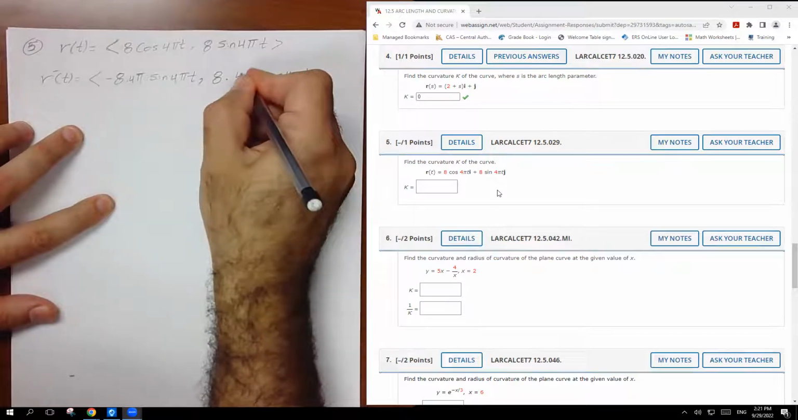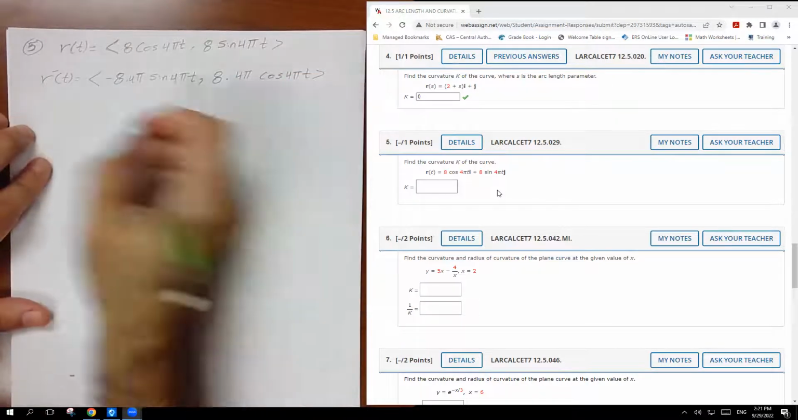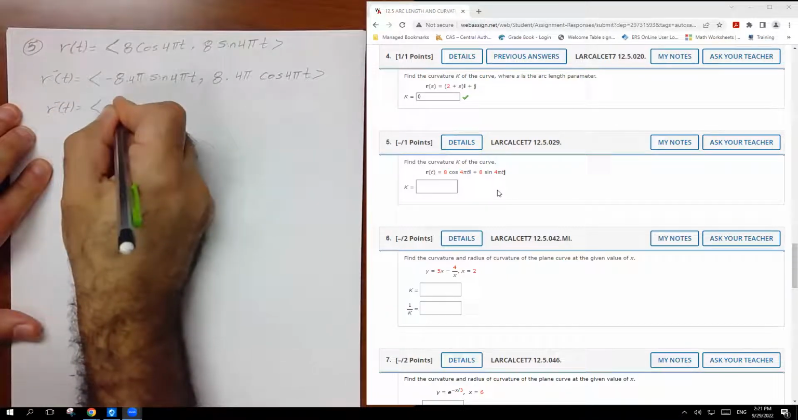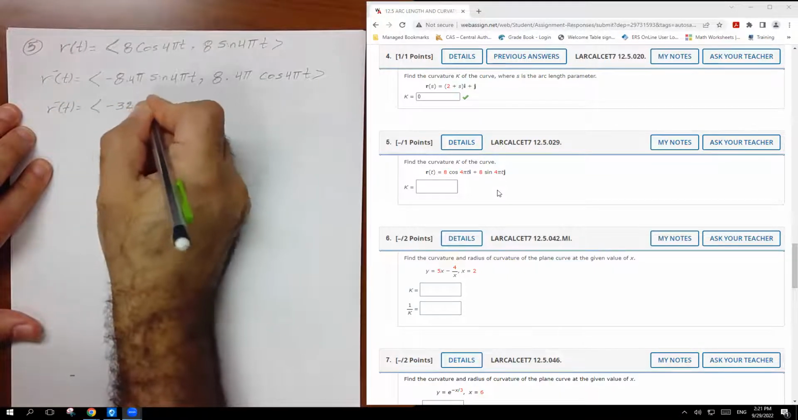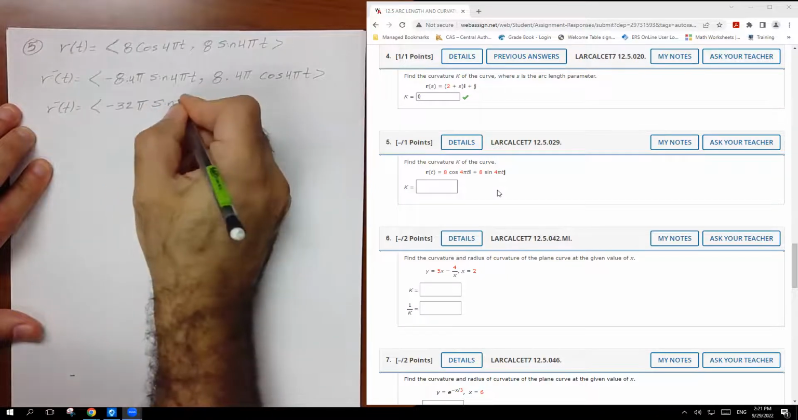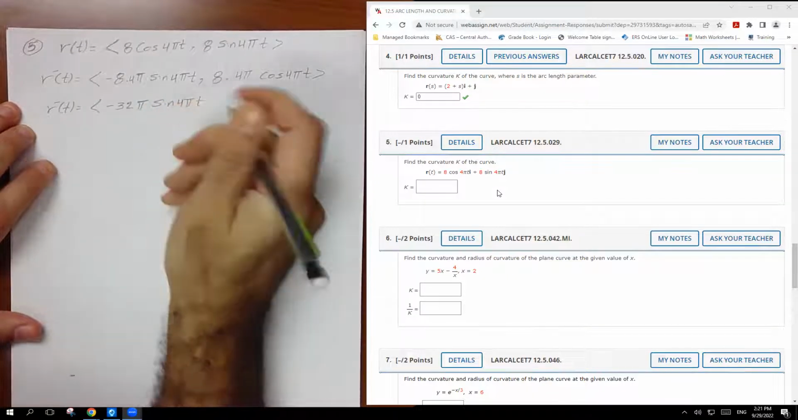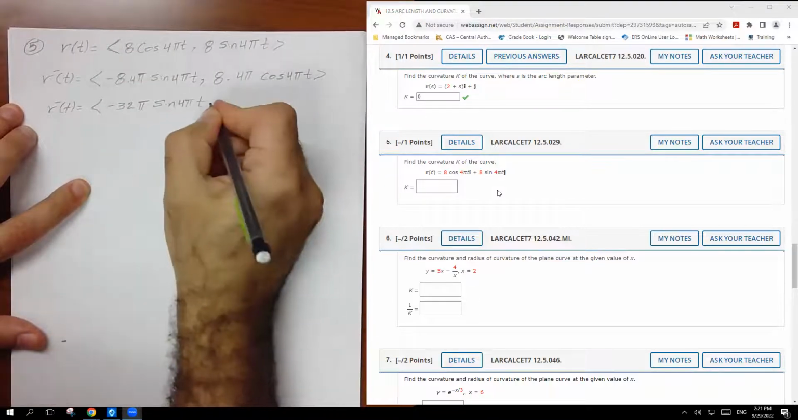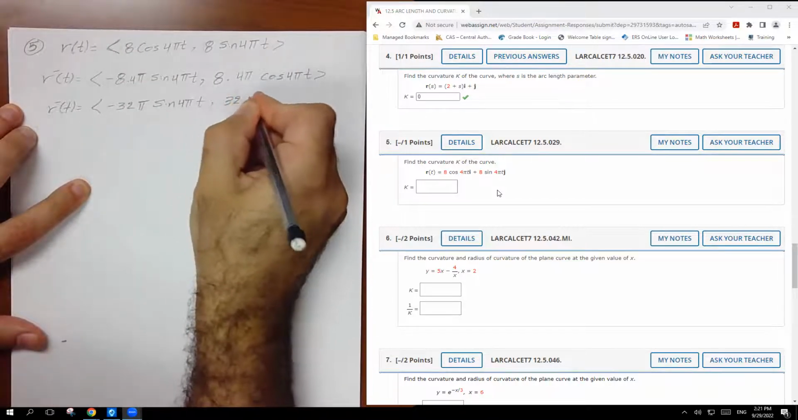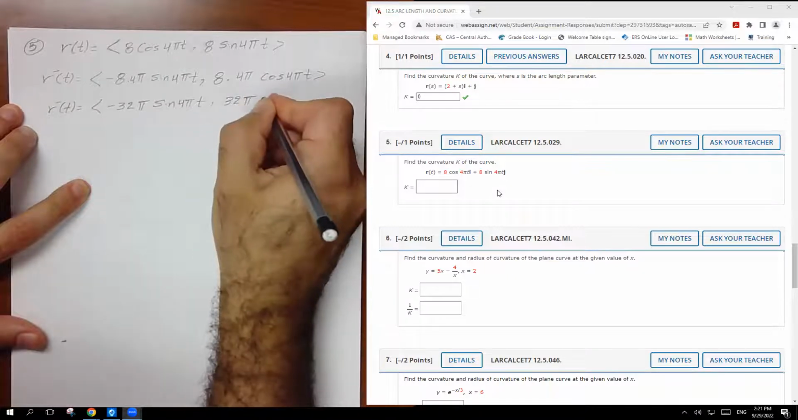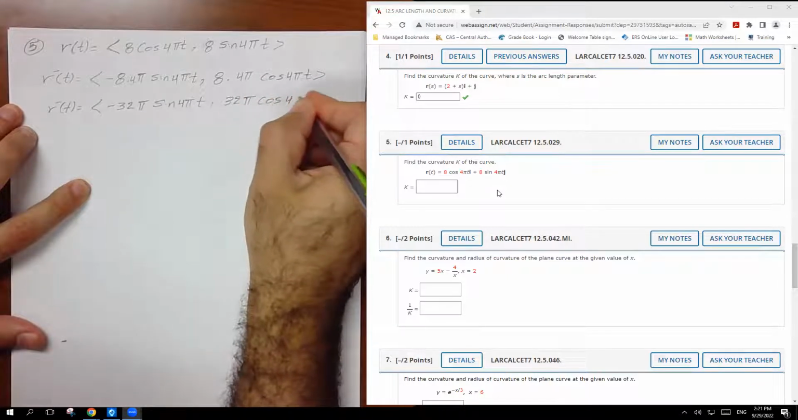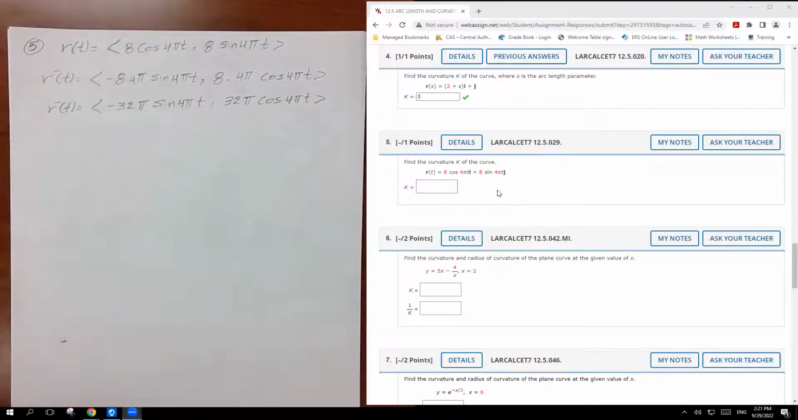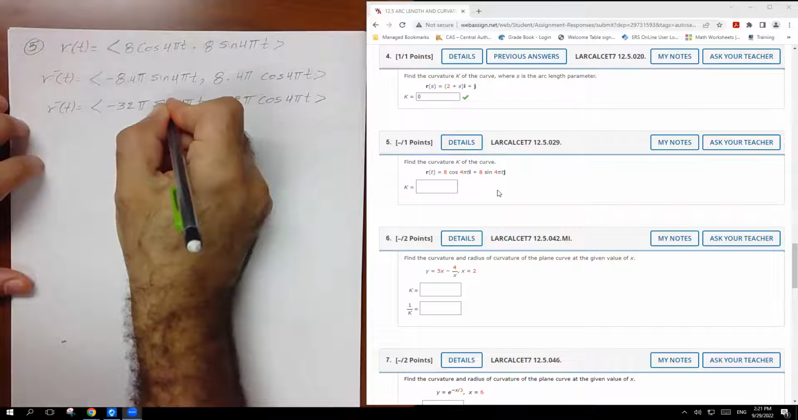And so it's going to be times 4 pi. That means r prime of t is going to be negative 32 pi sine 4 pi t and here 32 pi cosine 4 pi t. Okay, so now here we go. Everything is set up.